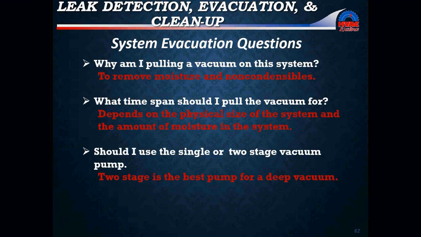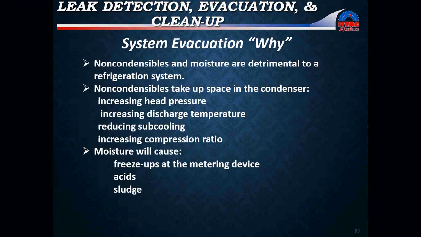You know, we got to make sure that we're getting our systems down to, according to EPA, about 400 microns. EPA states that 400 microns is considered a dry system. There is no more moisture and no non-condensables in there. Should I use a single or two-stage vacuum pump? Well, you know what? That answer is pretty simple. Always use a two-stage pump. Those are the best if you want to achieve deep vacuums.